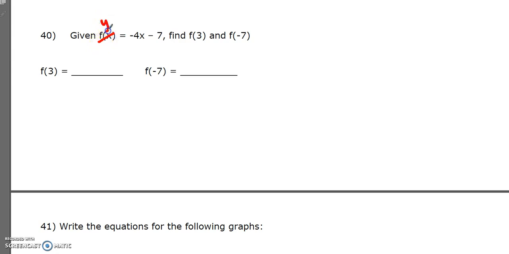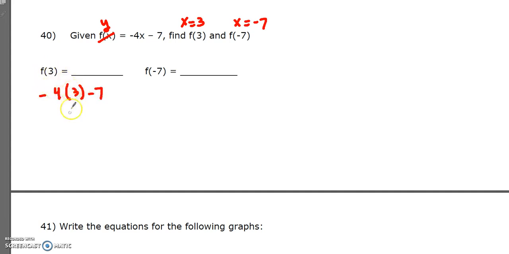Okay, one more time. F of x just means y. Fancy way to write a y. So f of 3 is a fancy way to say x equals 3. f of -7 is a fancy way to say x equals -7. So all I have to do is replace my x with whatever this number is in parentheses and then solve.